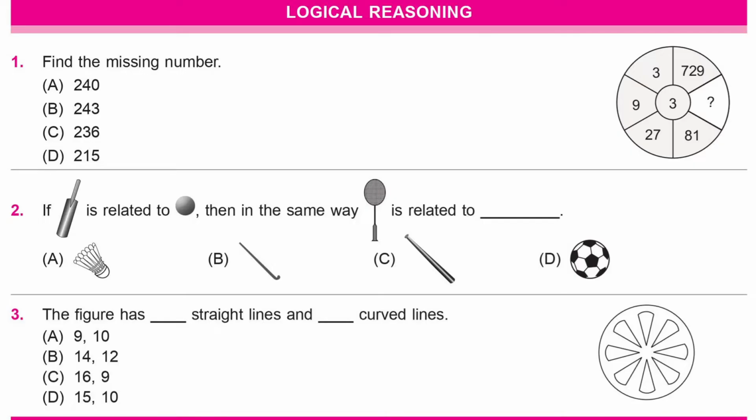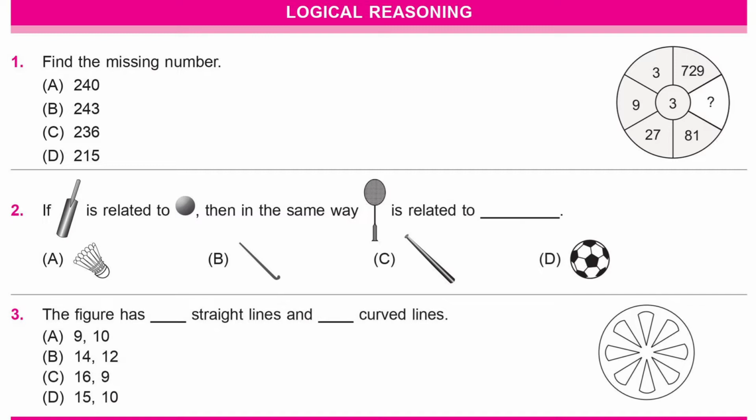So let's start with this. First session is all about logical reasoning. Question number 1, find the missing number: 3, 9, 27, 81, then question mark and then 729. You need to understand the pattern behind it and identify the correct option. Option A 240, option B 243, option C 236 and option D 215.